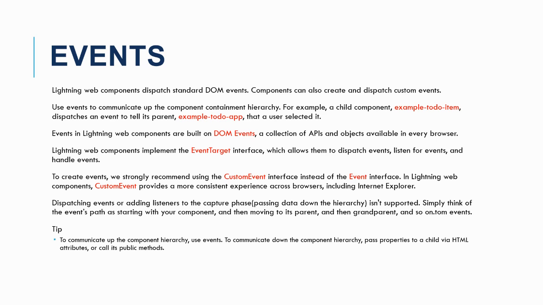Now you might wonder: if with the help of events we cannot pass data down the hierarchy, then how can we pass the data? To communicate up in the component hierarchy, we make use of events, which we just discussed. But if we want to pass the data down the hierarchy, then we have to make use of HTML attributes or public methods. With the help of those, we can pass data down the hierarchy.